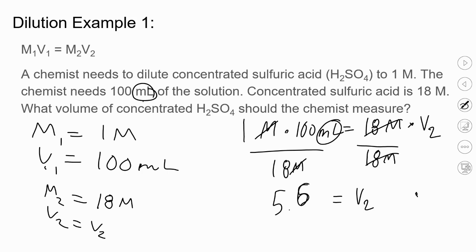This one is also a problem. I haven't given you any sig figs. So this one I will work on going back through and fixing my sig figs. Okay, so 5.6 milliliters. So first we would measure out 5.6 milliliters of this 18 molar solution. We would dilute it to 100 milliliters, and then we would end up with 1 molar of the sulfuric acid.